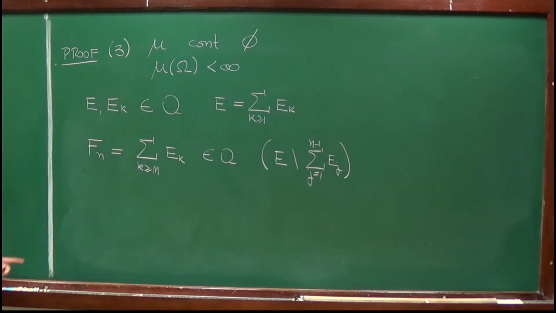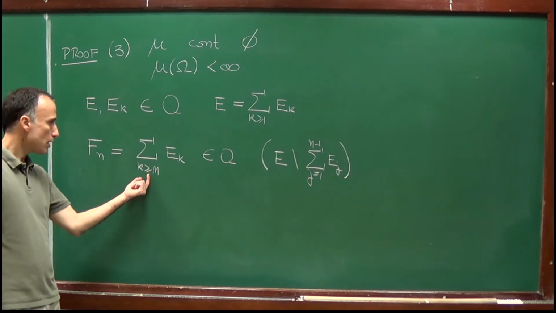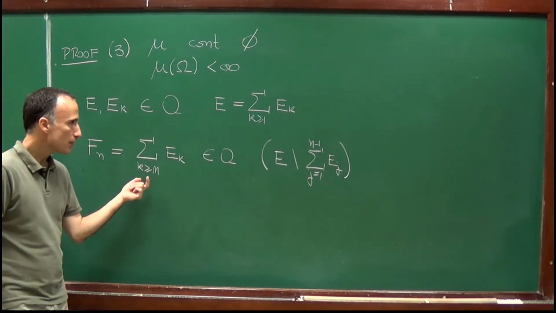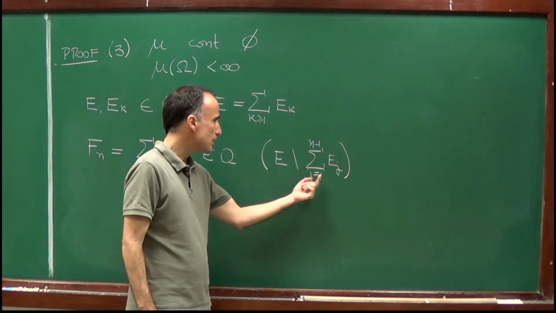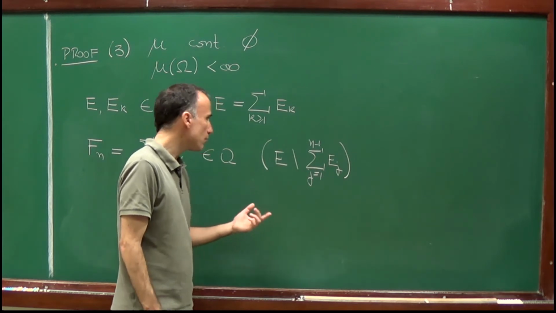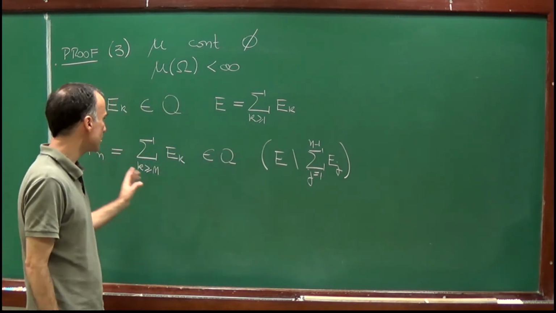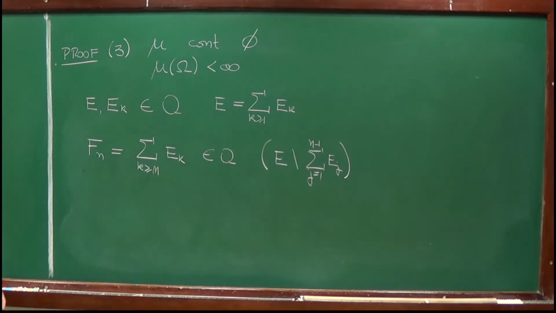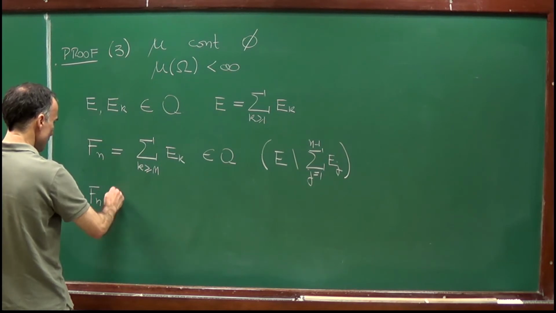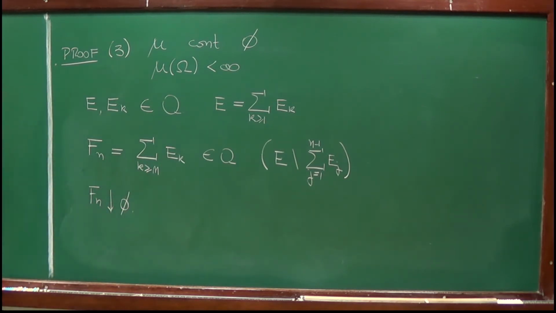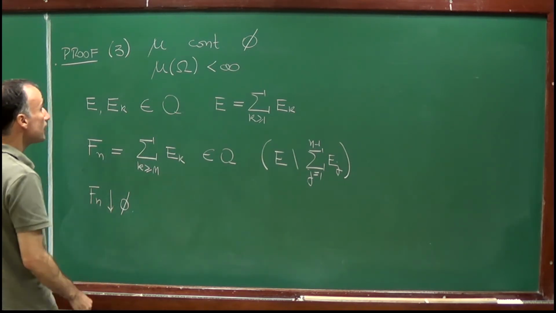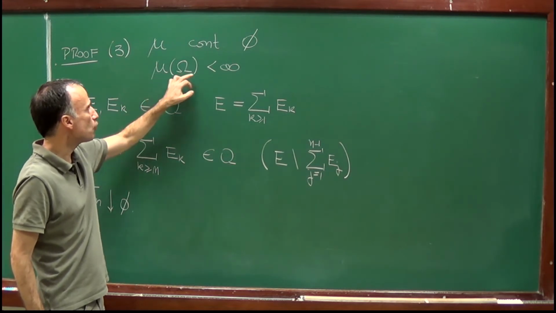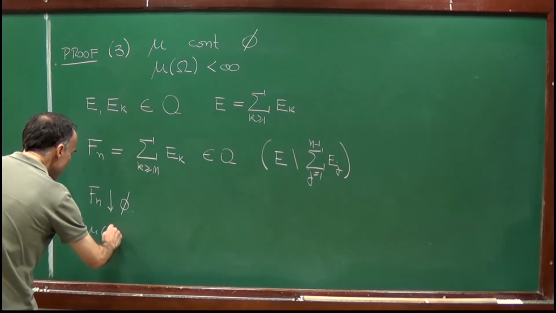right? So A is an algebra, so it's not closed by countable union, but the set F_n can be written as a finite difference. Therefore, the set F_n belongs to A. So we needed an argument here because this formula does not guarantee that F_n belongs to the algebra A, but that one does. So this is a sequence which is clearly decreasing, and it decreases to the empty set. F_n decreases to the empty set, and since we are assuming that the measure of omega is finite, mu of F_1 is finite.